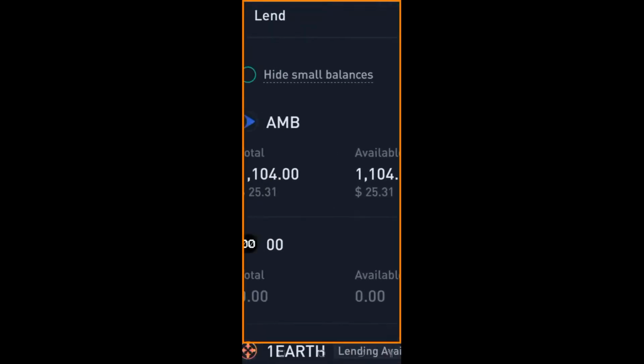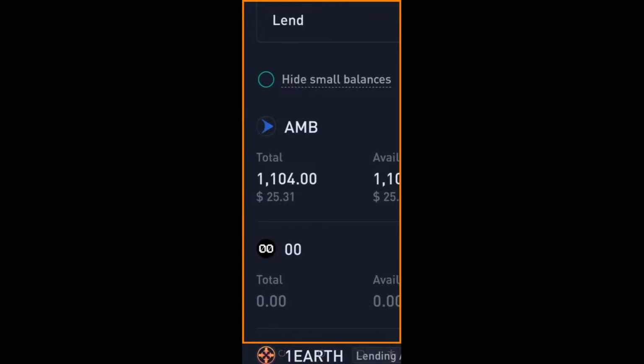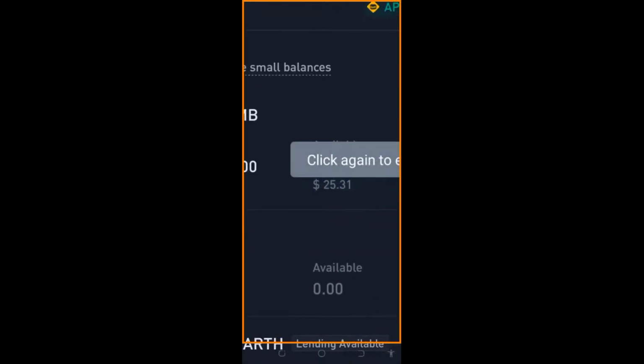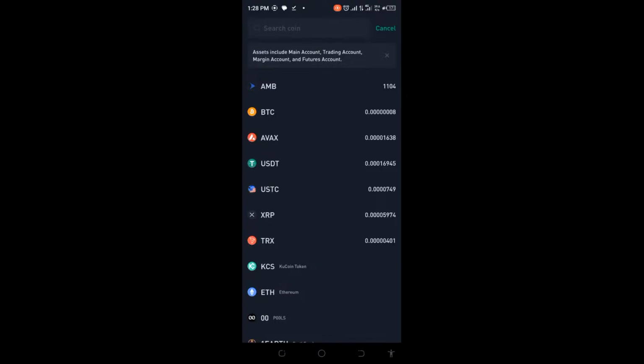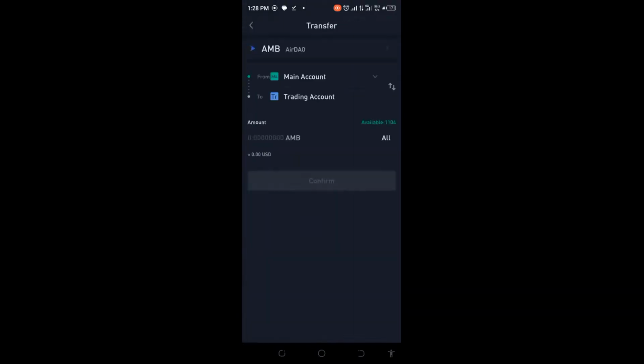As we can see here, this is the amount. We have 1104. So let's go ahead and get this started. Okay, so we need to transfer this quickly to our trading account, which is very, very important. We need to do that quickly. Okay, so we're going to put all, and then we'll transfer.